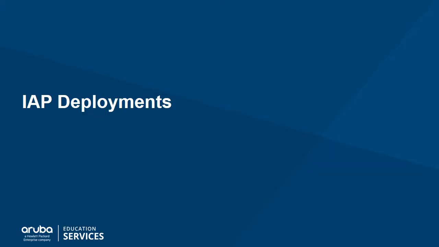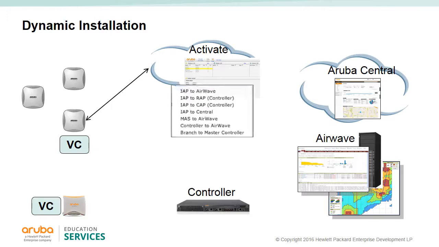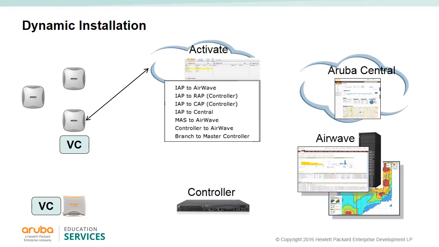IP deployments. If an IP has access to the internet, then the IP will start communication with the cloud-based Activate service. If the IP has been configured in the Activate system, then the IP will be directed to a management platform or a controller.